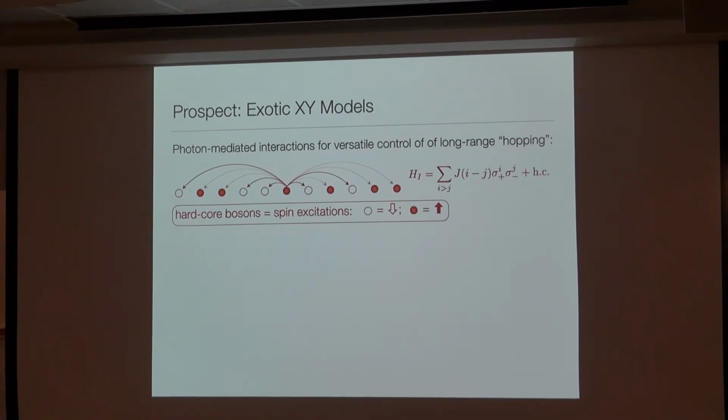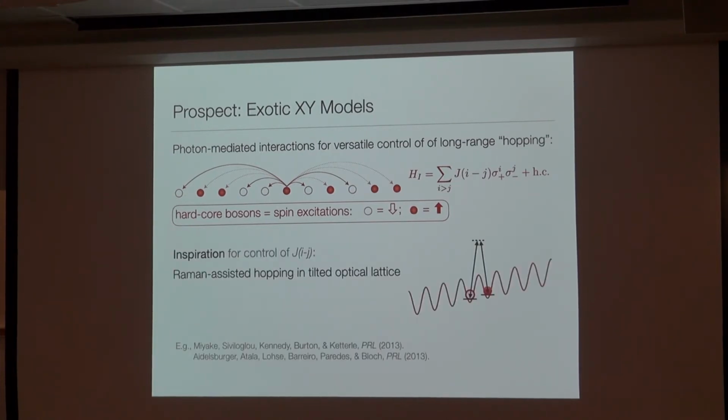And the dream would be to have some sort of arbitrary control of the hopping as a function of distance, so that nearest neighbors could be interacting most strongly, but perhaps also very distant neighbors could be interacting most strongly. And it turns out there's a very elegant scheme for doing this, which draws inspiration from optical lattice experiments, where one can control the hopping between nearest neighbors in the lattice via a Raman coupling. If I tilt an optical lattice, the hopping goes off resonance, but one can restore the hopping with a two-photon coupling and control the strength or the phase of the hopping. So this has been used to make artificial gauge fields.